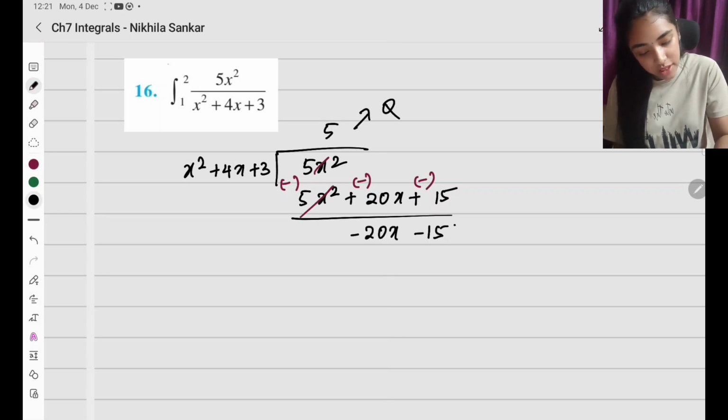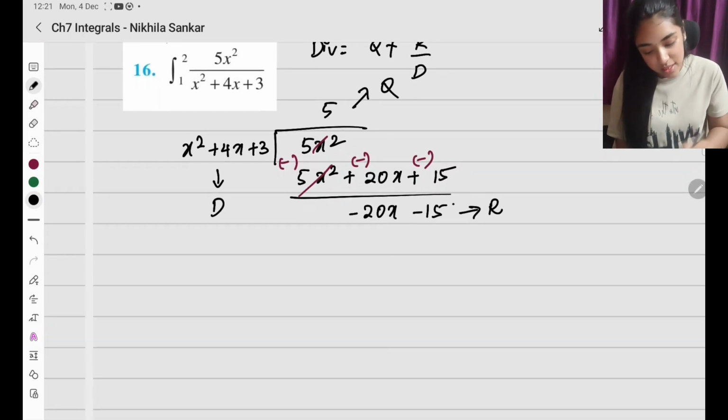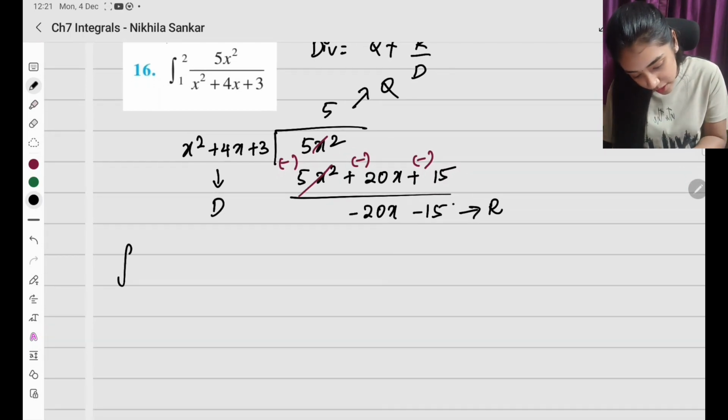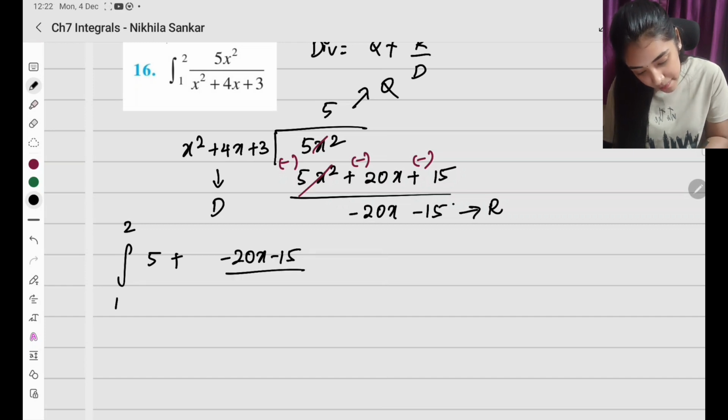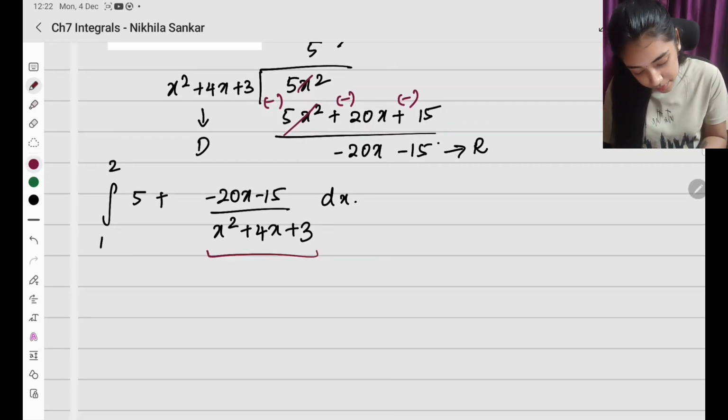So dividend equals quotient plus remainder divided by divisor. I'm just reminding you. So now the integral from 1 to 2 becomes 5 plus the quotient, which is minus 20x minus 15 divided by x square plus 4x plus 3 times dx. Okay. Now I have to solve this particular one.